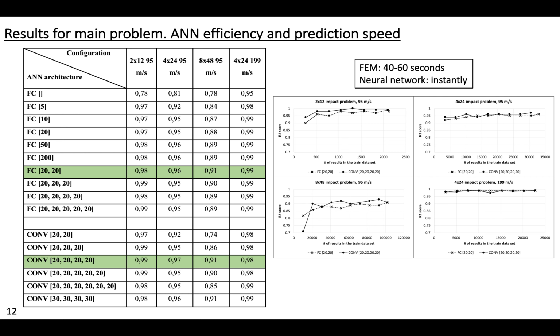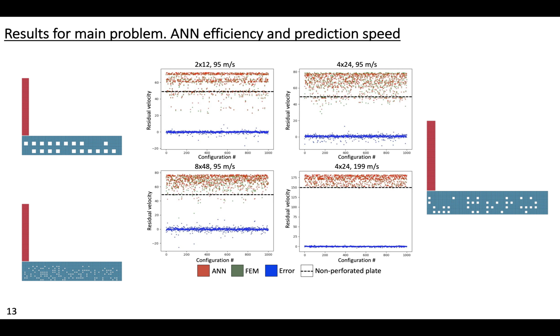For this problem, it is obvious that the higher the resolution of the perforation, the more data we need to train our network efficiently. For example, for the largest problem, with 8 by 48 resolution, we need over 100,000 problems to be solved. But it is interesting to note here that the accuracy for the problem with high projectile velocity is much higher compared to the lower velocity problem.